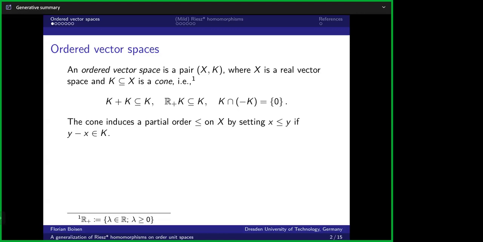And whenever you have such an ordered vector space, you can define a partial order by saying that a vector x is less than or equal to a vector y if their difference y minus x is in K. You have to think about the cone as the set of all elements which are positive, so greater or equal than zero, and then you use this to define a partial order. And it turns out that this partial order becomes compatible with the vector space structure.